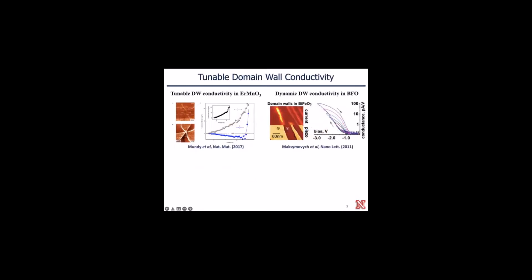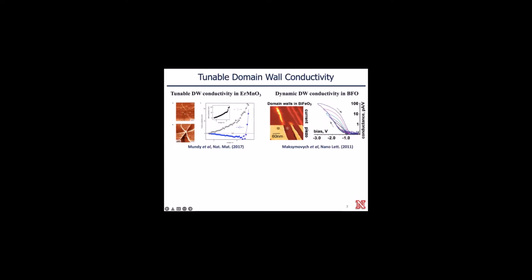However, it's necessary to emphasize that in order to make use of these domain wall properties as active elements in nanoelectronic circuits and devices, we need to have the ability to efficiently control the charge transport in the walls themselves. This is absolutely essential for device application. And it has been shown already that domain wall conductivity is not a fixed property.